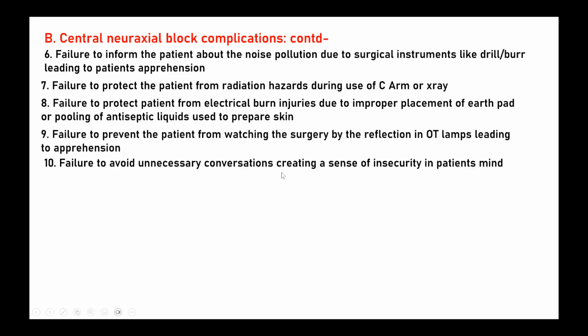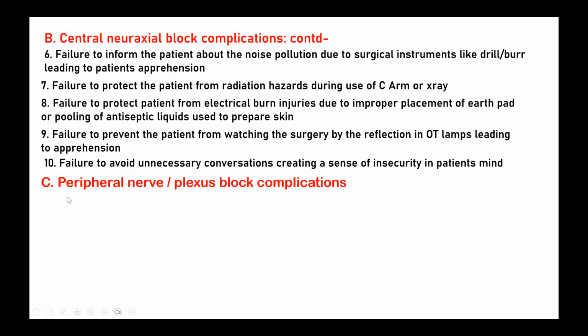Failure to avoid unnecessary conversations, creating a sense of insecurity in the patients. So, you know, some surgeons and anesthetists always have the habit of conversing about the movie they saw, the party they attended, and the patient thinks, I am lying here for saving my life, and these doctors are joking and talking in a careless way. So that may lead to even sometimes medico-legal problems also if something goes wrong.